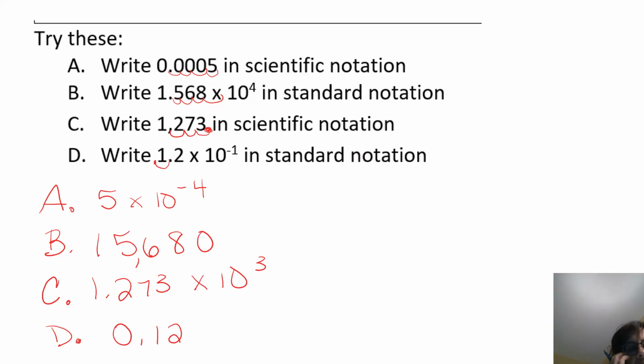All right, your answers. To A, it should have turned out to be 5 times 10 to the negative 4th. It's also okay if you wrote 5.0 times 10 to the negative 4th. Same thing. B, 15,680. C, 1.273 times 10 to the 3rd. And D turns out to be 0.12.